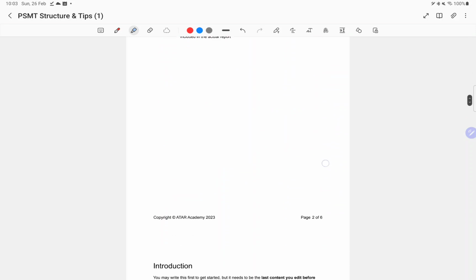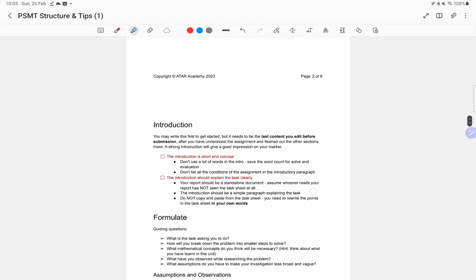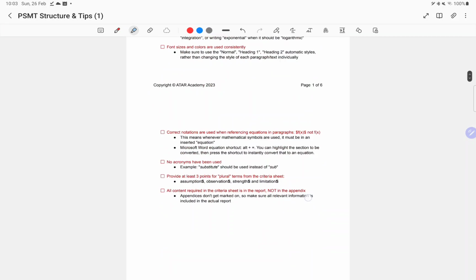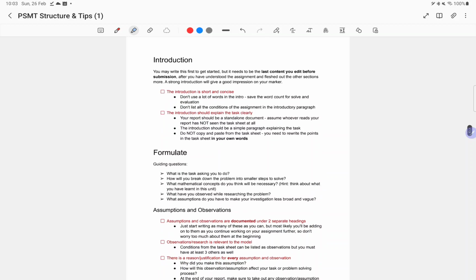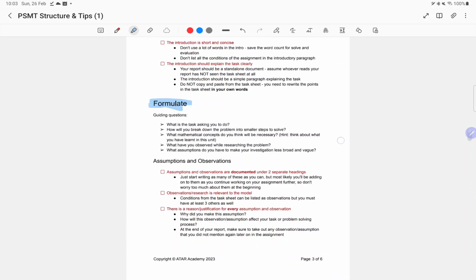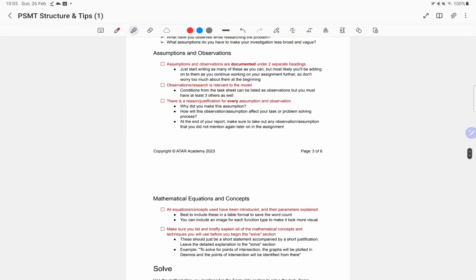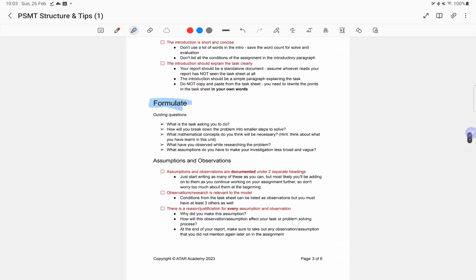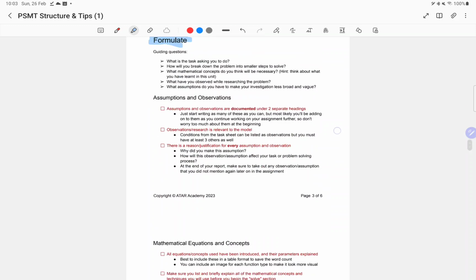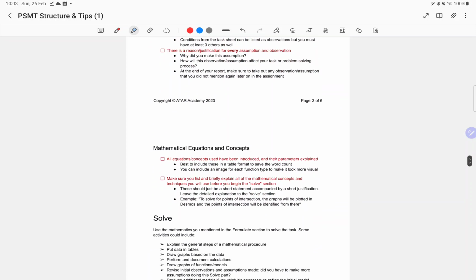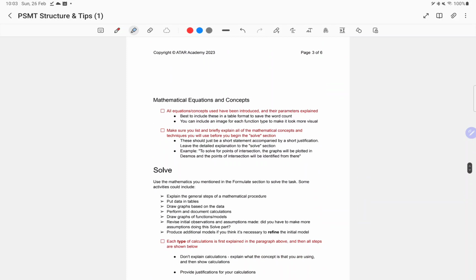And then when you scroll down, have a look at the screen, guys. The introduction. If I were to scroll down on this, the next page would be the introduction. So then that's when I will give you tips on each of the main headings. The introduction, what to do there, formulate, what to do there, and inside it there will be assumptions and observation. If you notice, this structure is basically the structure of your assignment. Introduction, formulate, and then inside formulate there will be assumption and observation, and then there will be mathematical equations and concept, and then you jump to the next big section, solve.